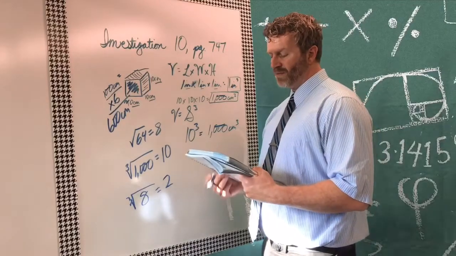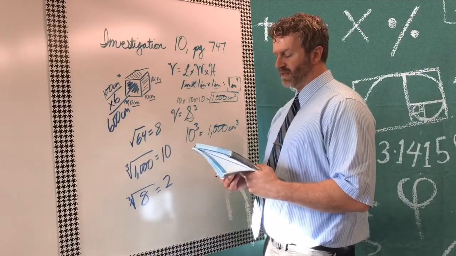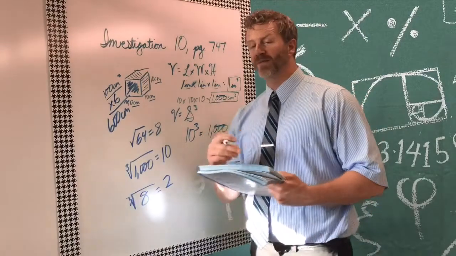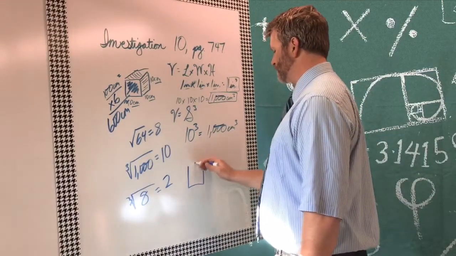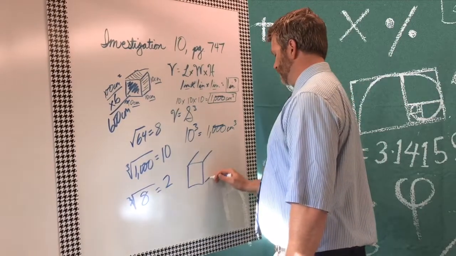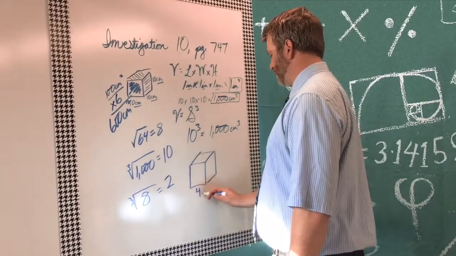All right, let's check out number 1. It says, how many 1 centimeter cubes would be needed to build the cube that measures 4 centimeters on each side? So each side is going to be 4 centimeters. So we got 1, 2, 3, 4. So we got 4, 4.